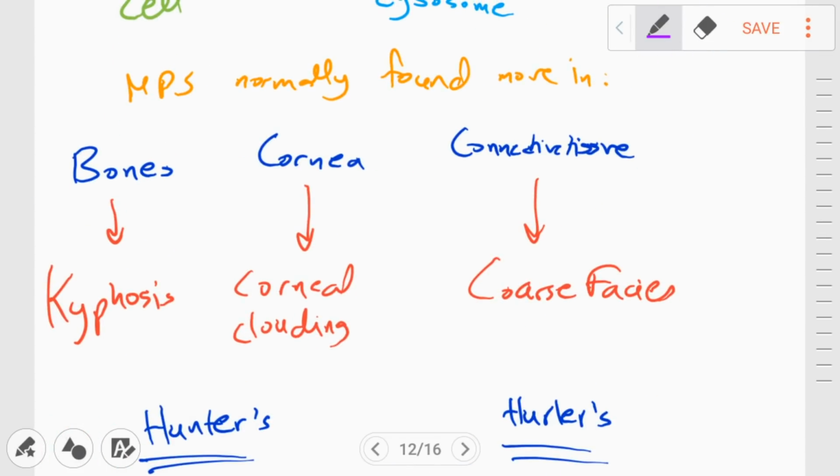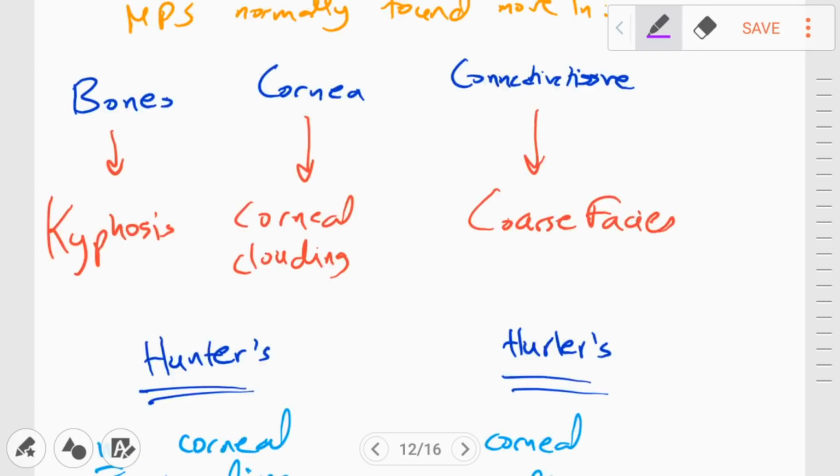The symptoms that we have in mucopolysaccharidoses are mainly related to the organs in our body where mucopolysaccharides are more abundant. So what are these organs? Bones, cornea, connective tissue, tendons, cartilages. So wherever these mucopolysaccharides are more prominent, we end up having the symptoms. In bones, this results in kyphosis. In cornea, mucopolysaccharide accumulation results in corneal clouding. In connective tissue, for example, the face, you end up with coarse facies.